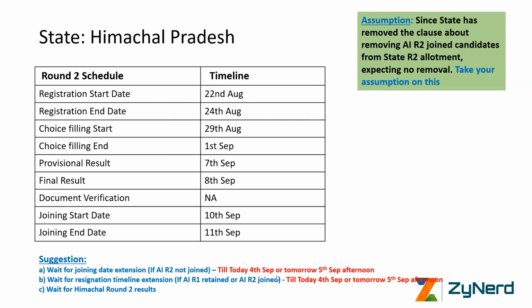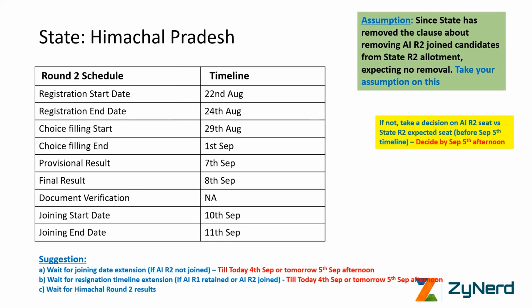If none of these happen by tomorrow, the extensions are not intimated by tomorrow and you're still confused about it, the only option is either waiting for Himachal R2 results with status quo, thinking that there will be some extension, or a better option is to decide between your All India round 2 seat, the one you have not joined or you have retained and joined, versus the state R2 expected seat. It is a tough call, but you have to take a decision.